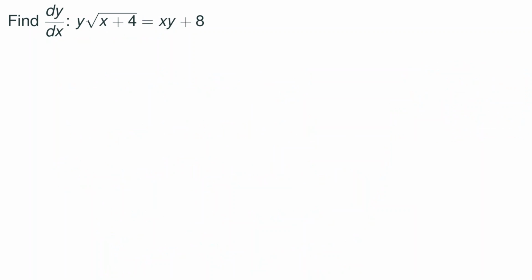Find dy dx of the equation y times square root of x plus 4 equals x times y plus 8. So for this one, first we're actually going to write this square root as a half power.